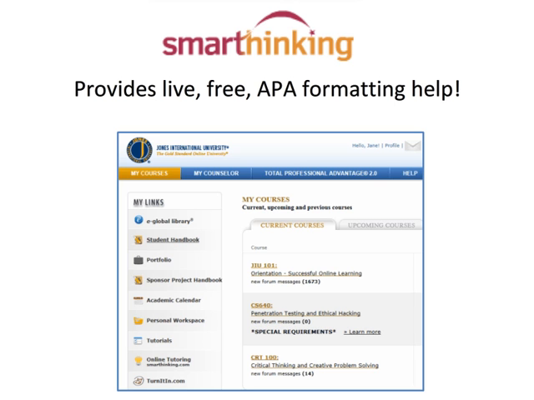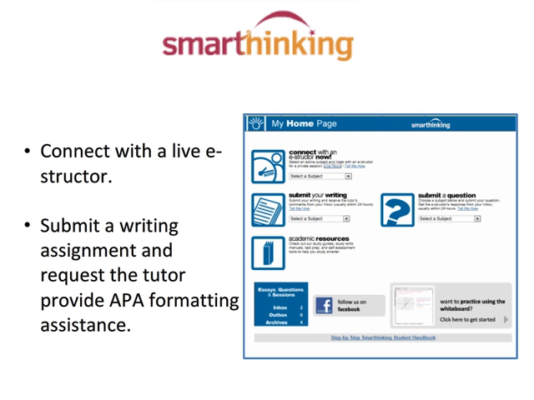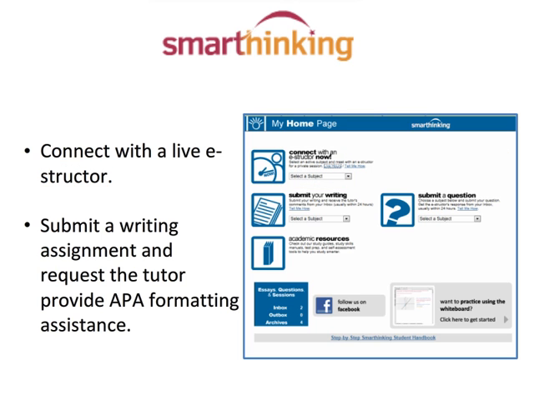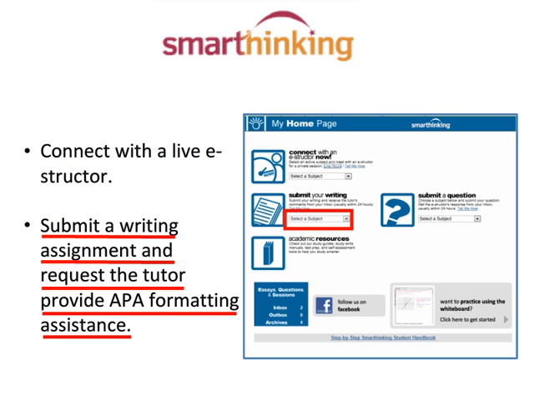If you would like help with APA style, Smart Thinking Tutorial Services provides live, free APA formatting help to JIU students. From your My Courses page, simply click on the online tutoring link. Once you're at the Smart Thinking homepage, you can connect with a live e-instructor by clicking here and selecting APA formatting help from the drop-down menu, or you can click here to submit a writing assignment and request that the tutor provide APA formatting assistance.